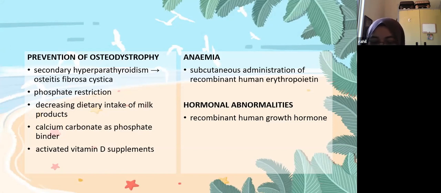Okay. And then for hormonal abnormalities, as children with CKD will have growth hormone resistance, they will have high growth hormone but poor growth. So we give recombinant human growth hormone so that it can improve their growth up to 5 years. Okay.